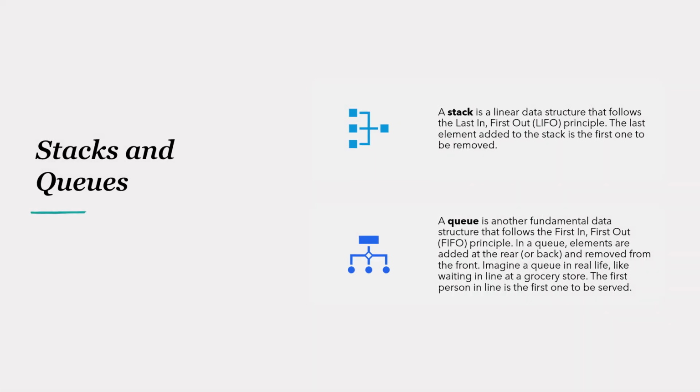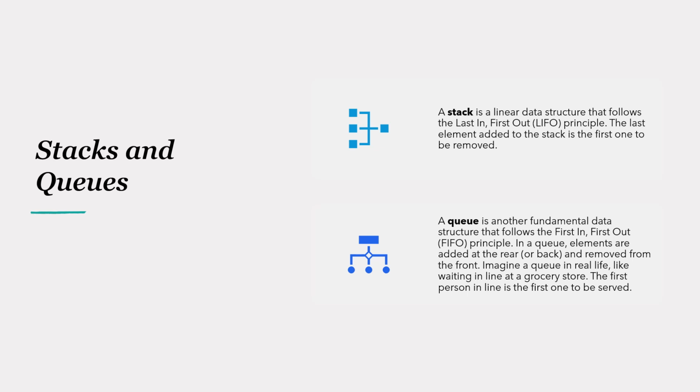Stacks and queues. In this chapter, we will discuss two essential data structures, stacks and queues. These structures are commonly used in algorithm design and are based on simple but powerful principles. Stacks. A stack is a linear data structure that follows the last in, first out, LIFO, principle. The last element added to the stack is the first one to be removed.